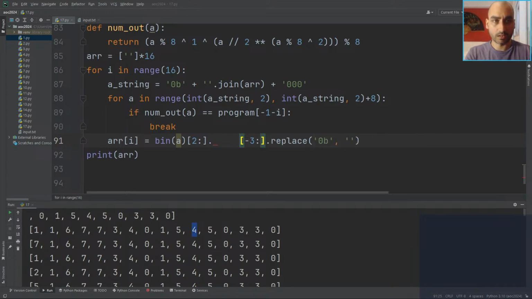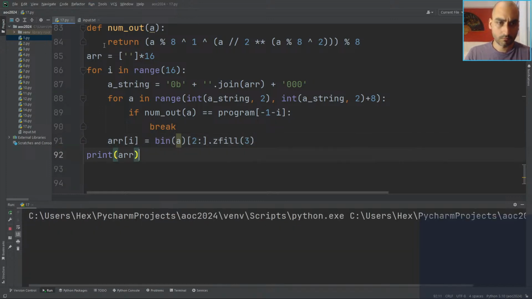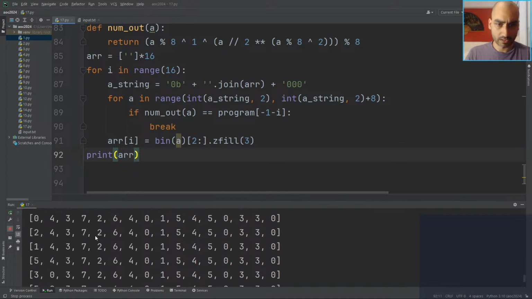Python pad with leading zeros. There's probably better methods, well, zfill. Left pad any string with zeros. Okay, there we go, that's what we want. zfill 3. Better?